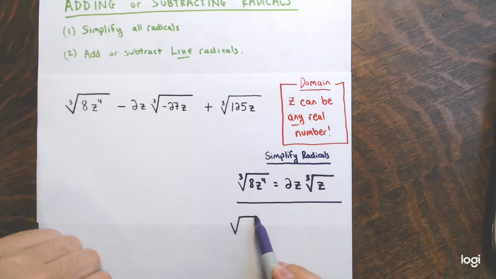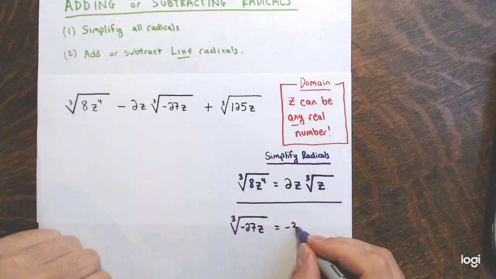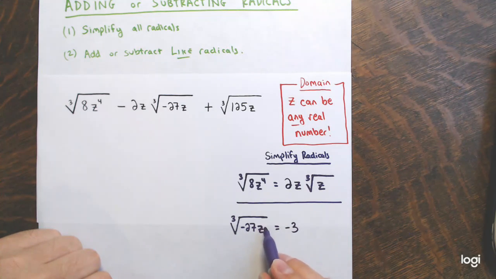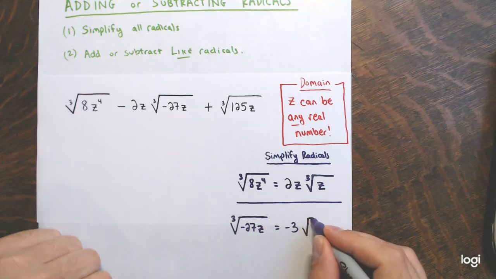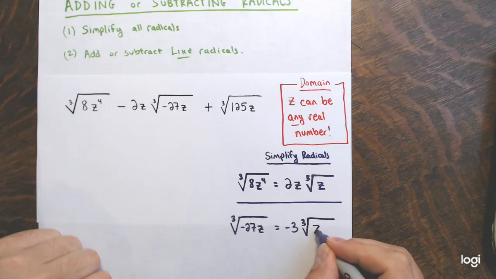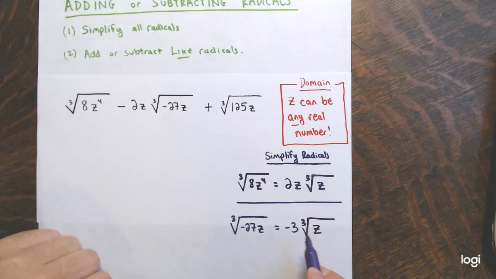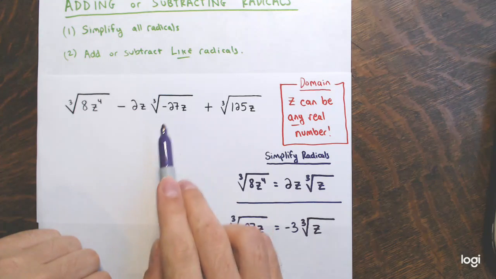The cube root of negative 27z. All right, well, negative 27 is a perfect cube. That's actually negative 3 to the 3rd power. So breaking this up, the cube root of negative 27 is negative 3. And then the factor of z to the 1st is not a perfect cube, and I can't pull off a perfect cube like I could with z to the 4th because the power is not higher than 3. So that's still left inside, times the cube root of just z. All right, so that's it, negative 3 times the cube root of z for that radical.